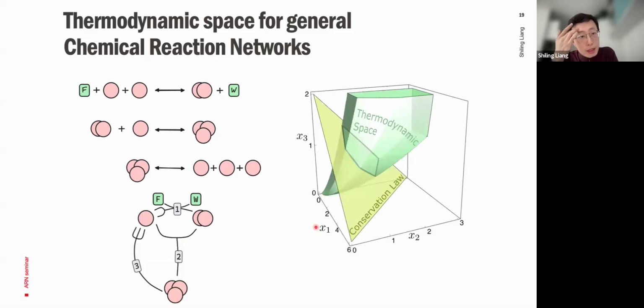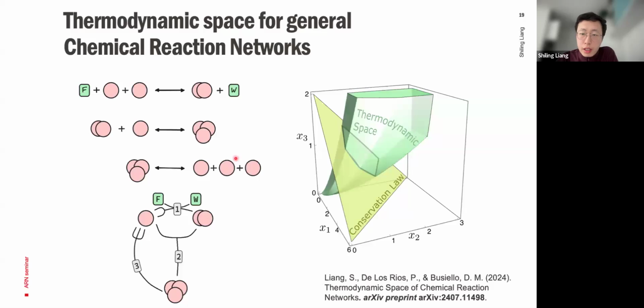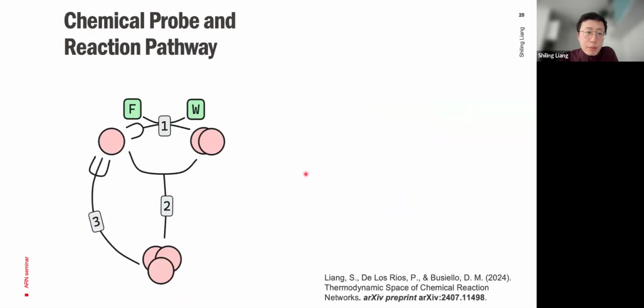But even in this kind of hypergraph system, the general chemical reaction system, we can still have a thermodynamic space, and we can still have the conservation law, and the intersection of the thermodynamic space and the conservation law will give you the possible solution space. How to do that? Here we introduce a technique called the chemical probe. For example, if in this system we are interested in the stationary state ratio of the monomer, the dimer and the trimer, we can add a fictitious reaction, which we call the chemical probe.